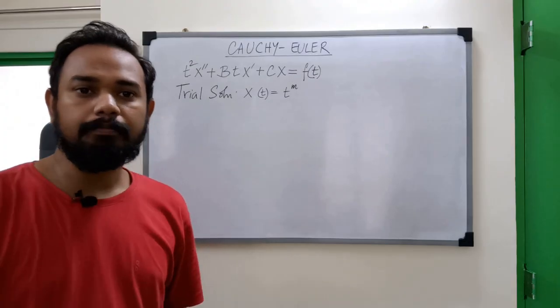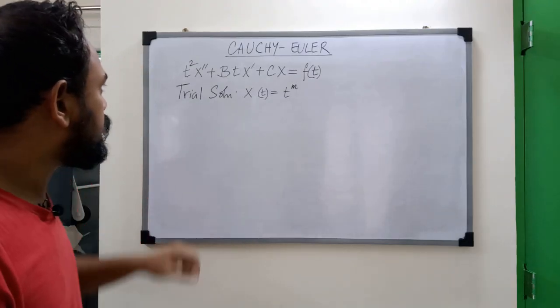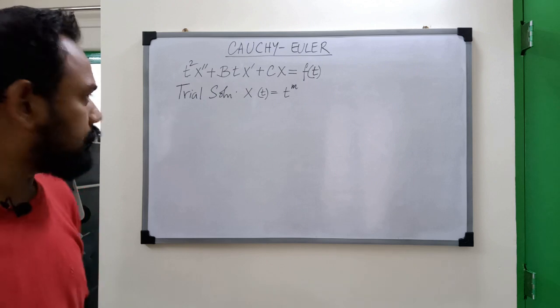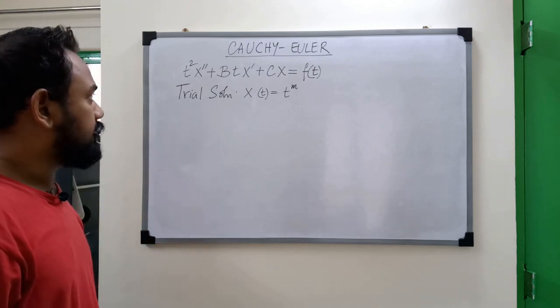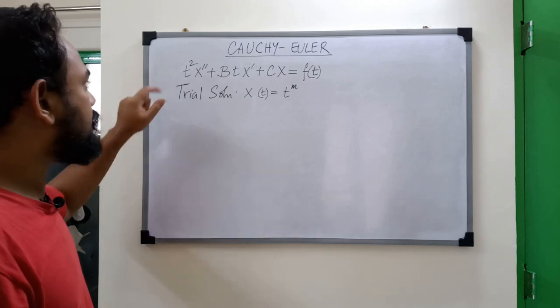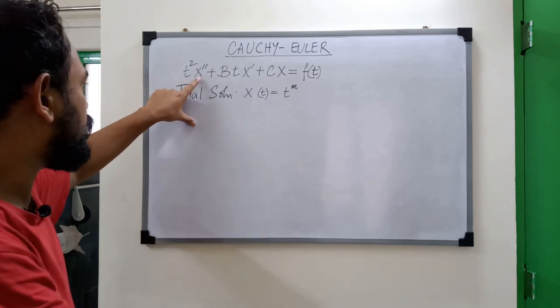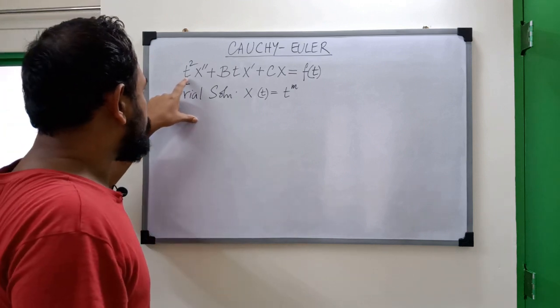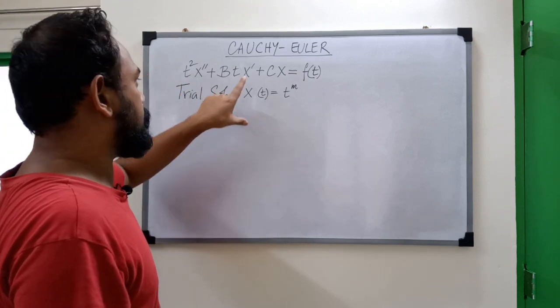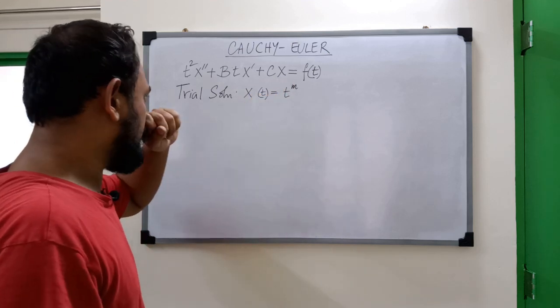Hi, welcome back. In this lecture, we will learn about the Cauchy-Euler form of solving a second order linear differential equation. This is the first type of second order linear differential equation where we have non-constant coefficients for these differentiated terms. Before this, all the coefficients of x double prime, x prime and x were constant terms.